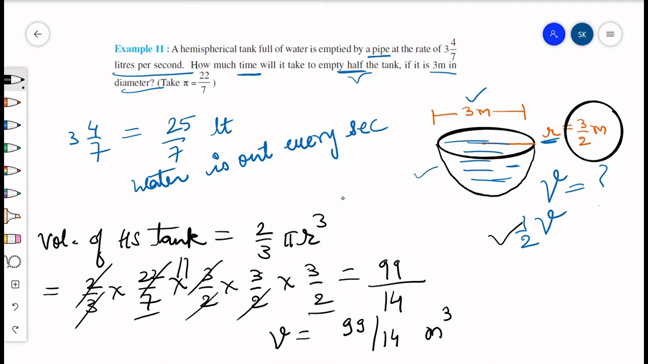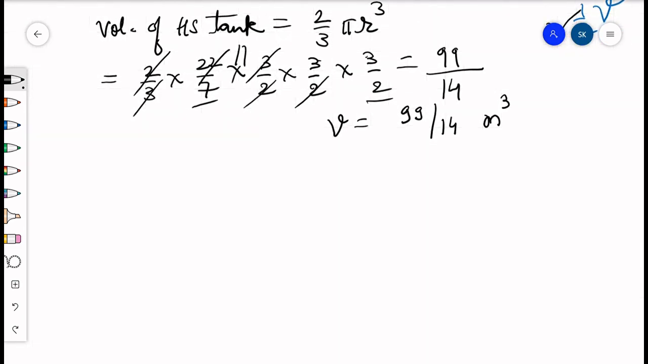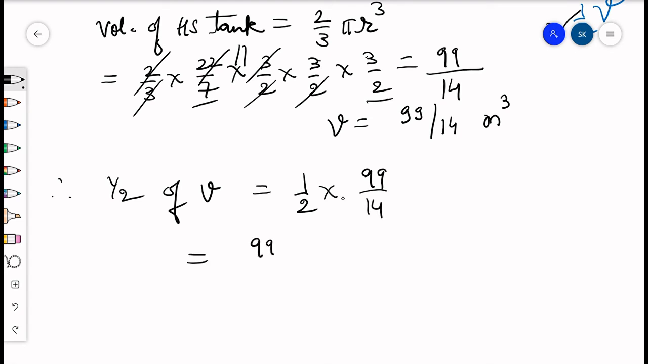Now next is what? Half of the volume. So let's do this. Therefore half of V is what? Half of 99 by 14, correct? Okay, so this will give us 99 divided by 28 meter cube.